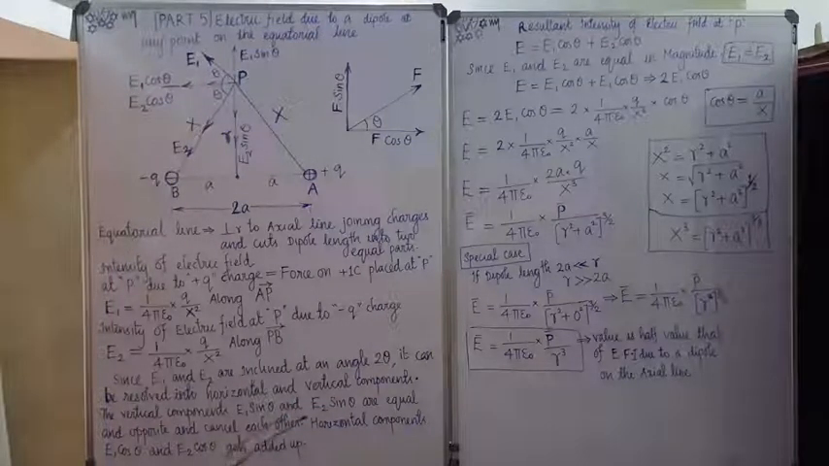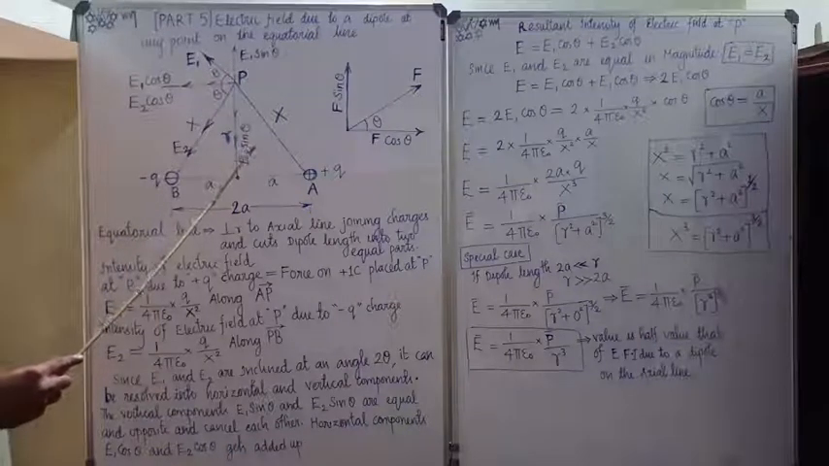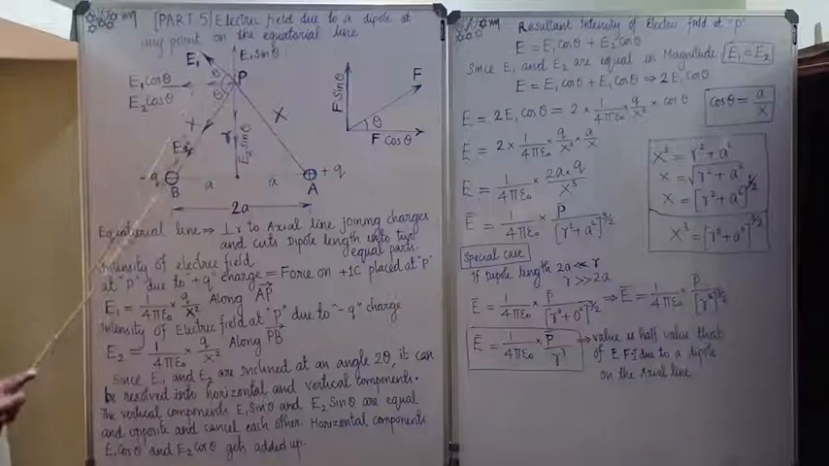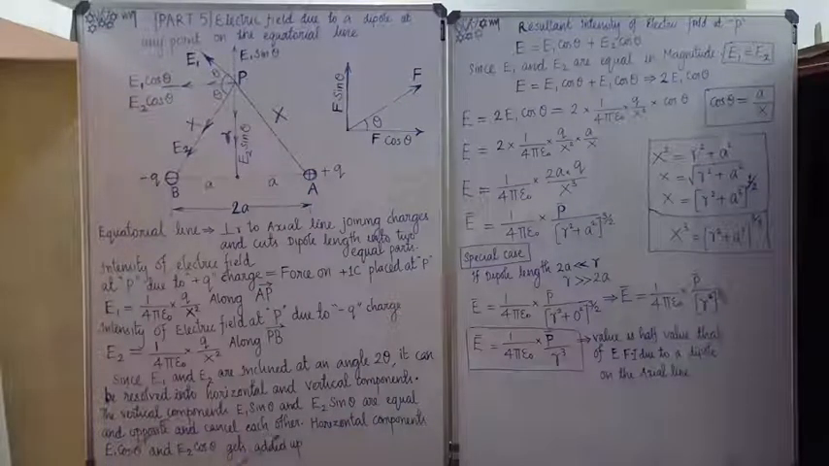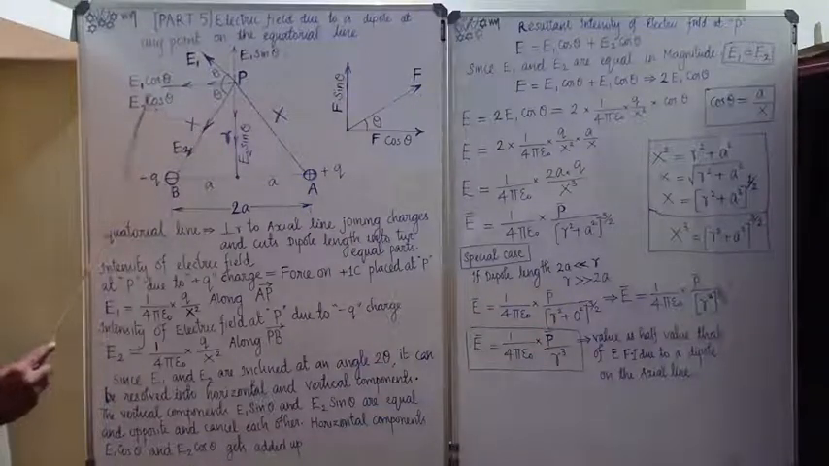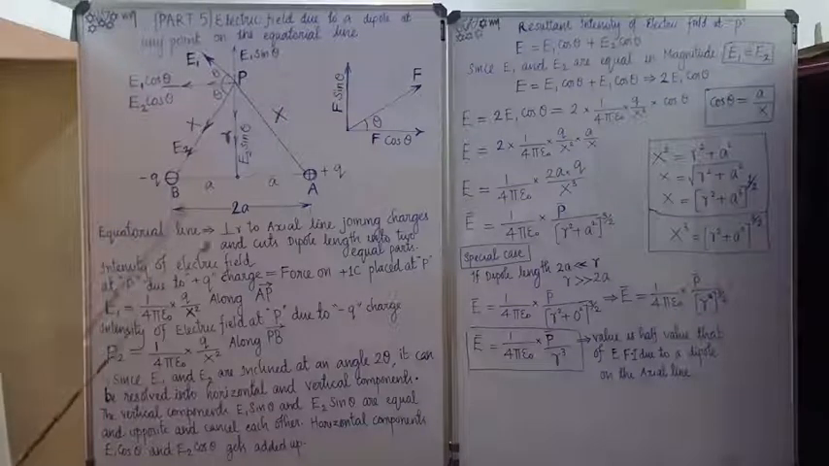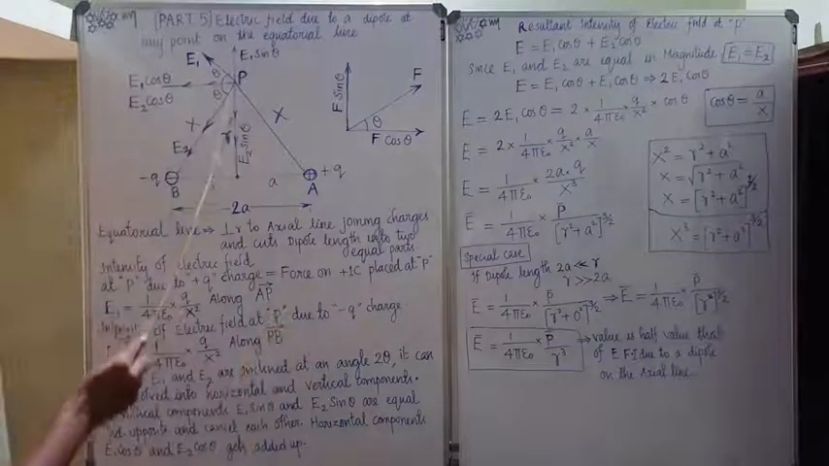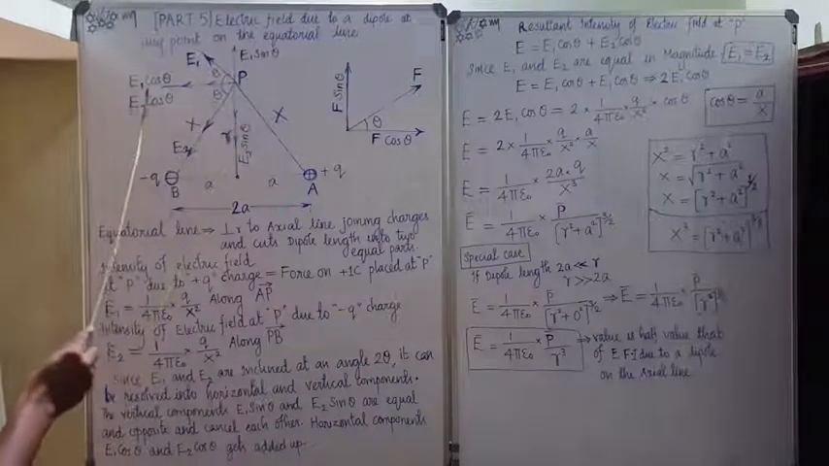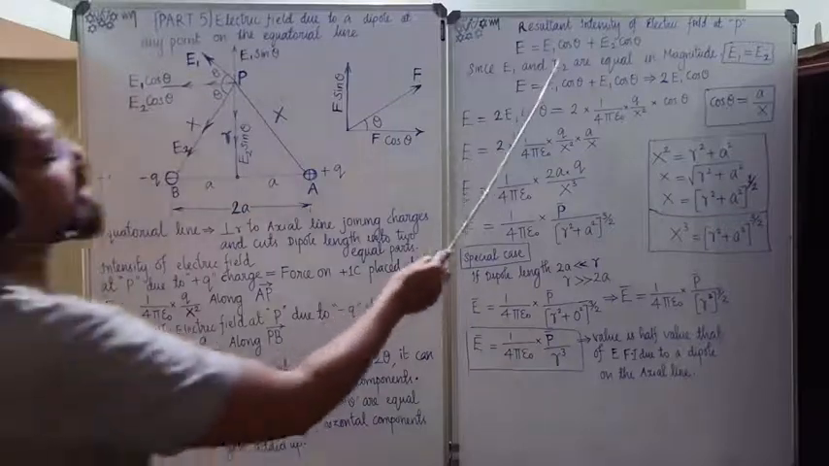And then E2 sin theta here, which I have said earlier regarding E2 sin theta and E1 sin theta: these two are equal and opposite and they get cancelled out. And horizontal components E1 cos theta and E2 cos theta will only be used and they will get added up. So what will be remaining? The resultant intensity of electric field at P. This will get cancelled out, and what will be remaining? E1 cos theta plus E2 cos theta. Just write that.